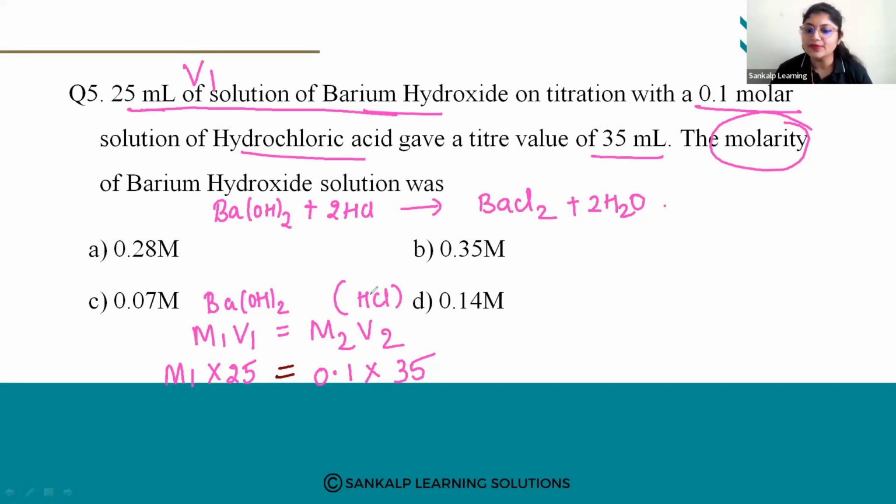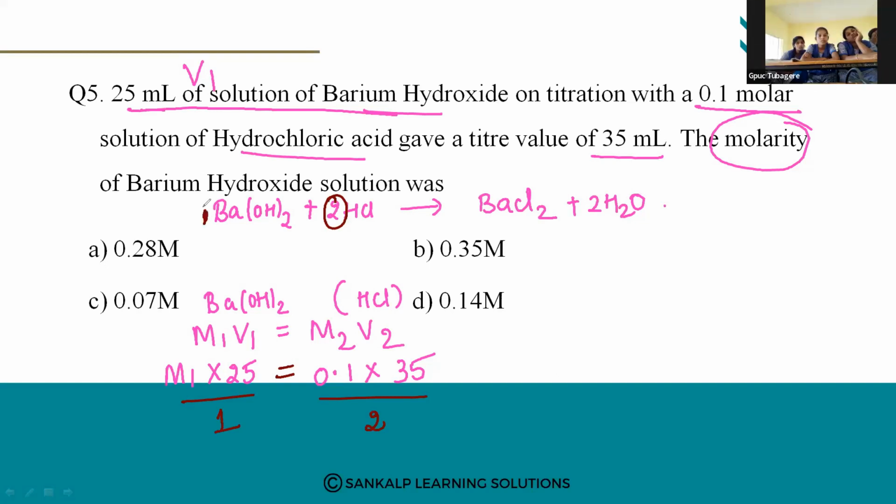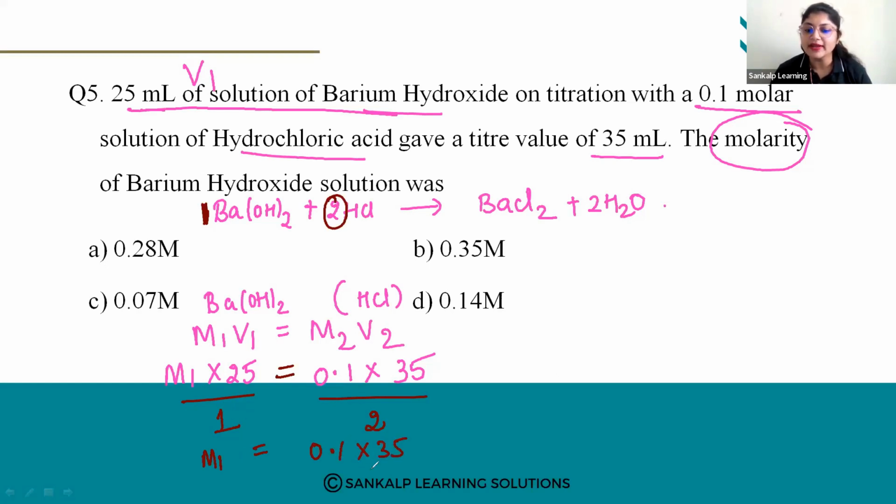You can see here HCl. So HCl, it is having what? There is no charge. So this is divided by 1. Barium hydroxide on dissociation, you can see there are 2 moles. So this is divided by 2. Here it is 2 divided by 2. Now what we'll do? Just calculate. So this will be M1. M1 equals 0.1 into 35 divided by 2.